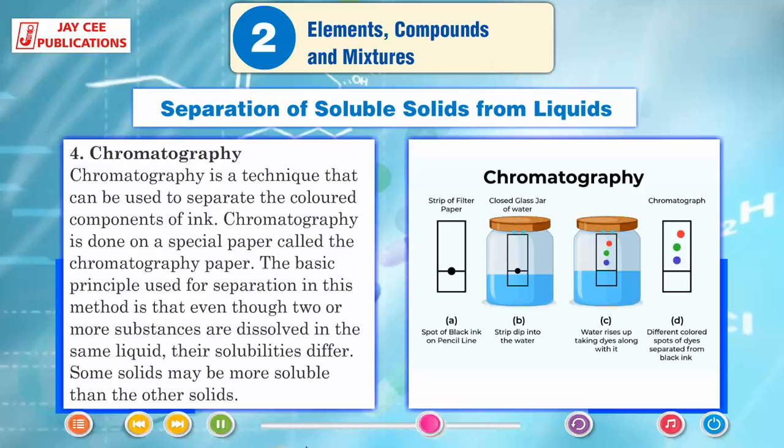Chromatography. Chromatography is a technique that can be used to separate the colored components of ink. Chromatography is done on a special paper called the chromatography paper. The basic principle used for separation in this method is that even though two or more substances are dissolved in the same liquid, their solubilities differ. Some solids may be more soluble than other solids.